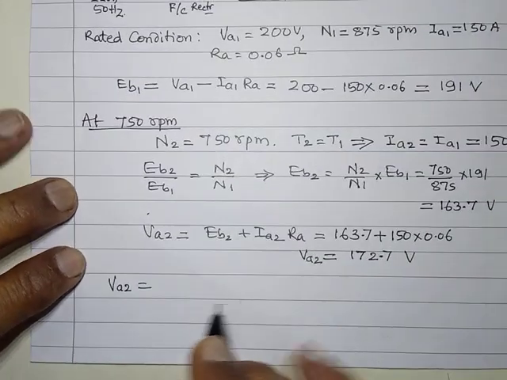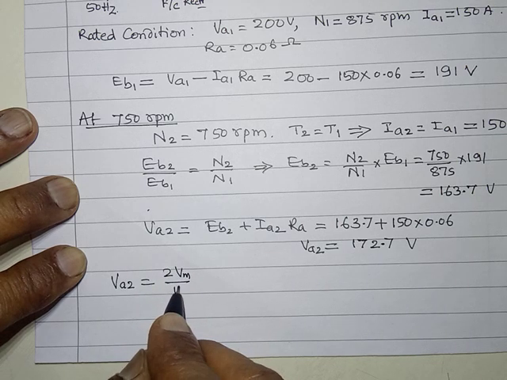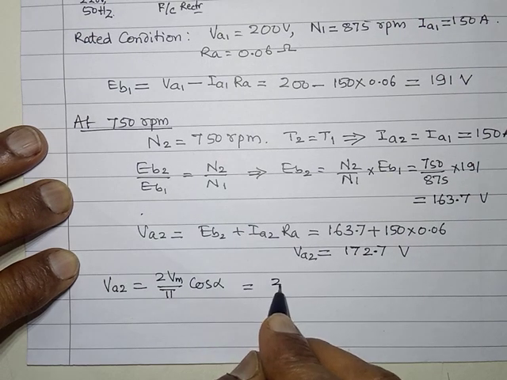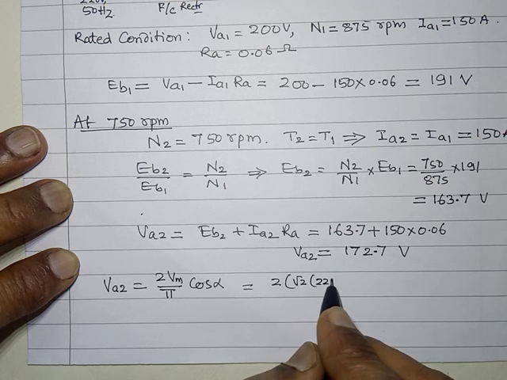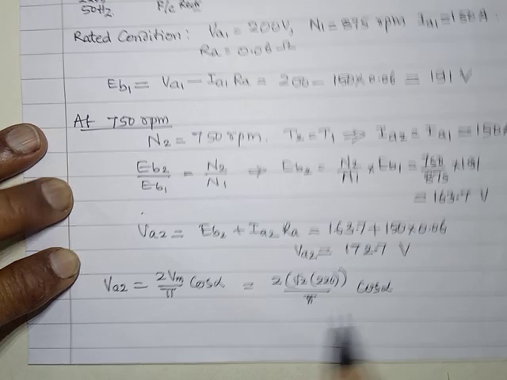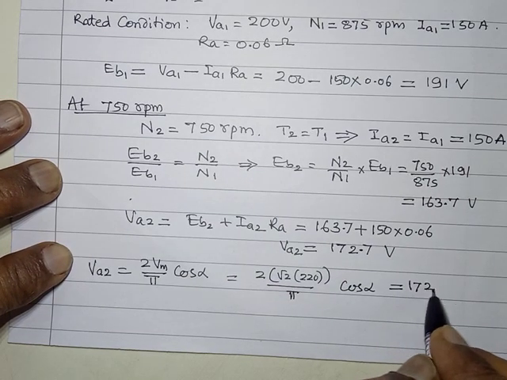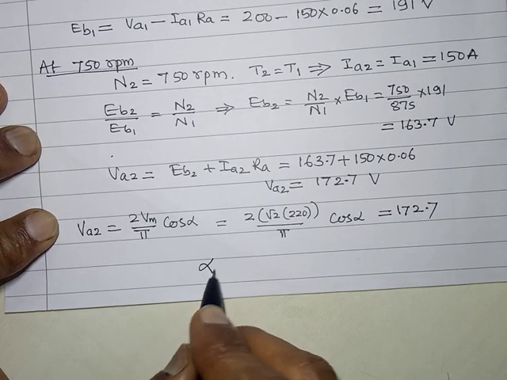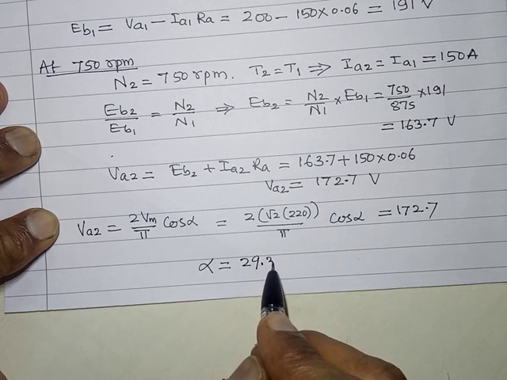For a full control rectifier, you remember, for continuous conduction, the output voltage is equal to 2 Vm by pi cos alpha, which is 2 times root 2 times 220 divided by pi into cos alpha, and that is VA2. VA2 we got as 172.7. From this I will get the value of alpha as 29.3 degrees.